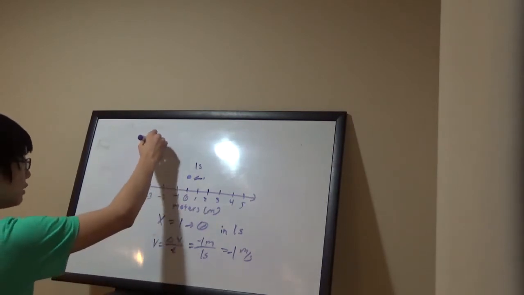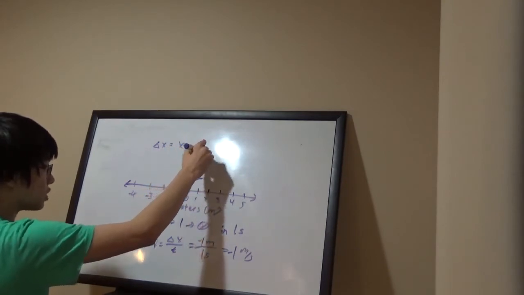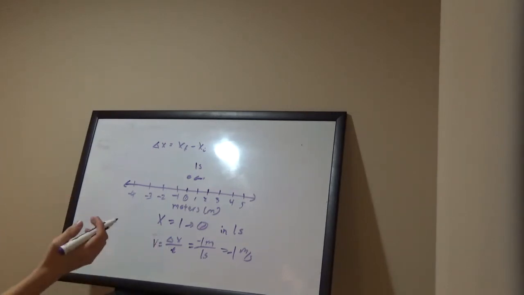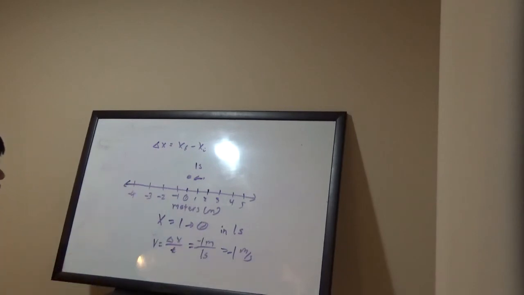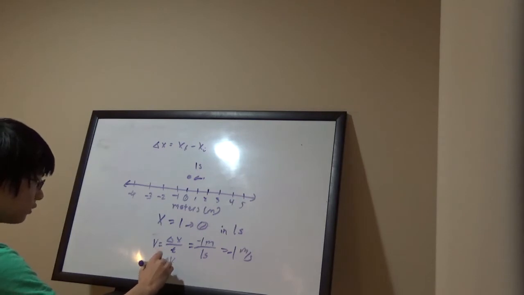Delta x means our final position minus our initial position. If you've calculated slope, rise over run, you take the final minus the initial. It's always final minus initial, and we can denote that using a small f and a small i at the bottom. So this is our first equation: v is equal to delta x over t. Our next equation is a is equal to delta v over t.